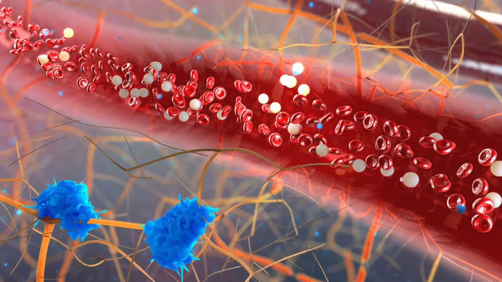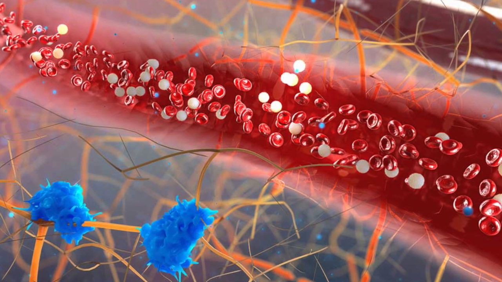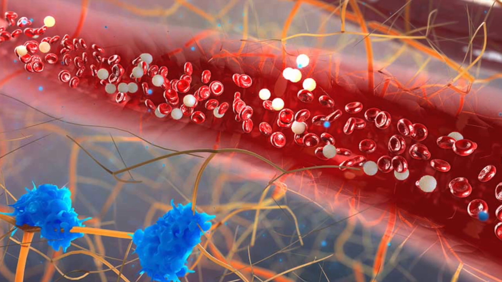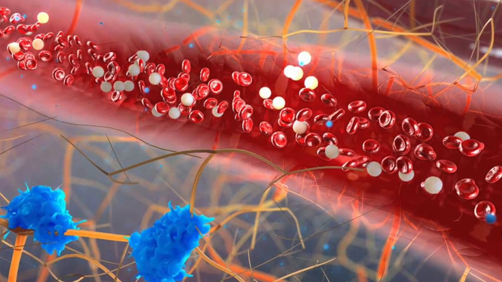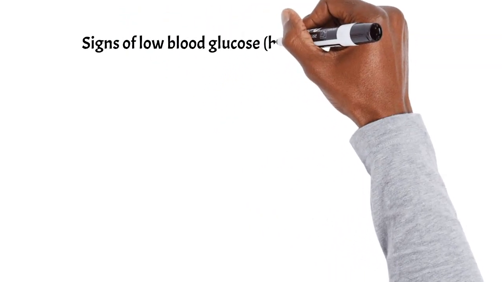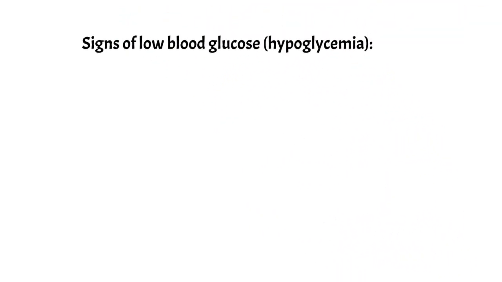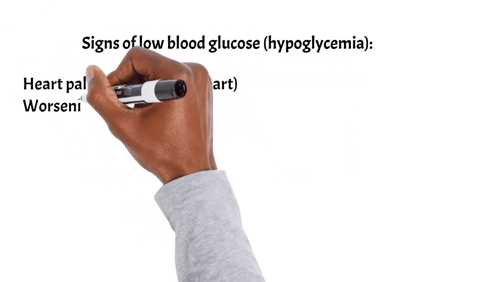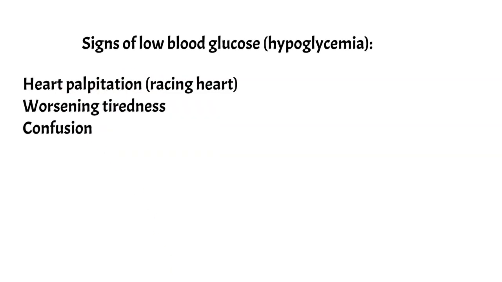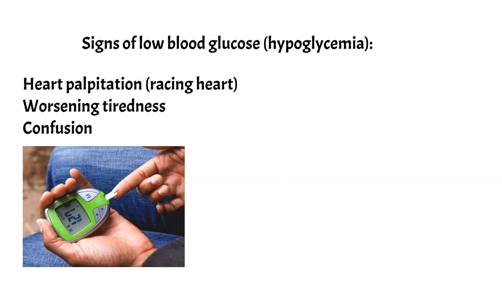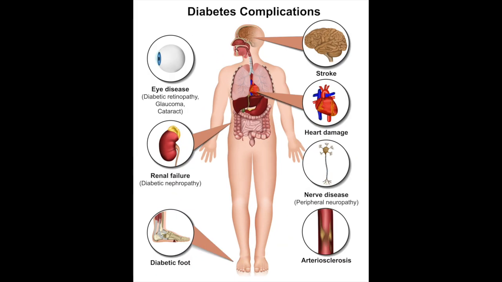If these fail, other therapies such as oral medication and insulin can be used to help control the blood sugar. It is very important that your blood sugar is adequately managed and followed closely with your physician, as well as monitoring for signs of low blood glucose, which can be very dangerous. Signs of low blood glucose include heart palpitation, which is a feeling that your heart's racing, as well as worsening tiredness and confusion. If you start to feel any of this, immediately check your blood sugar, and if it is low, try to drink something that has sugar in it and immediately let your physician know.